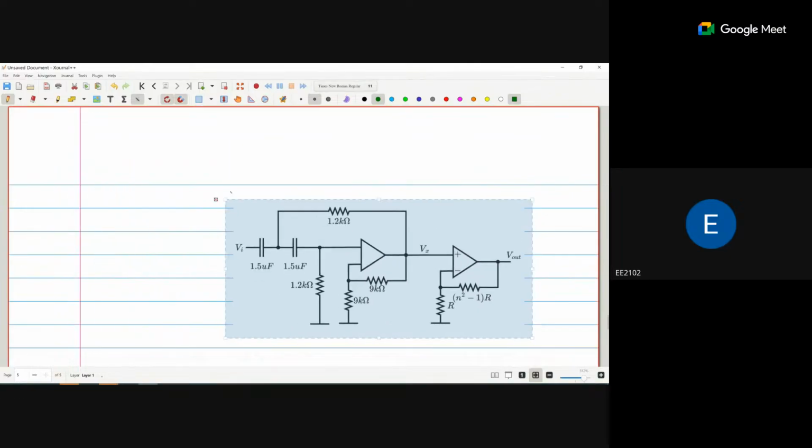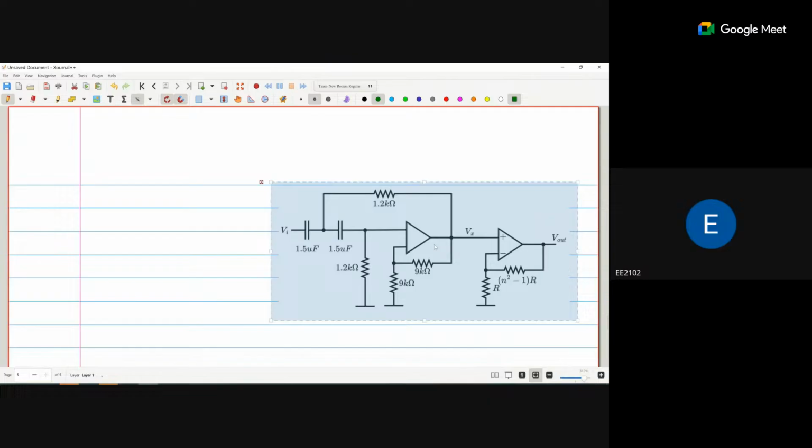Question number 4. If we are getting Vx, so what is my V out? It is a non-inverting amplifier. So 1 plus (n square minus 1) times R upon R, times Vx. So R and R cancel out, 1 and 1 cancel out. So V out is nothing but n square Vx. Now we have to find the Vx.